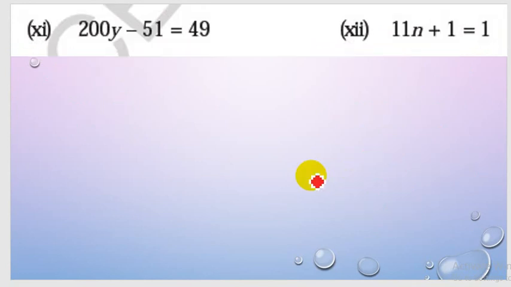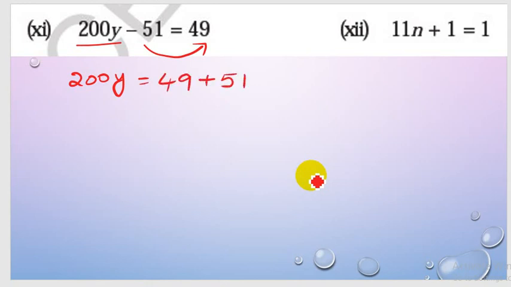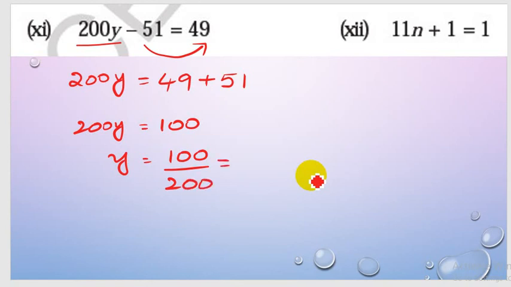Now let us see two more questions. Here what is the variable? y. So first of all, what do we need to do? We need to transpose the term which is other than the variable. So I can write it as 200y is equal to 49 plus 51. Now 49 plus 51 is nothing but 100. So y is equal to 100 divided by 200. So 100 into 100, this is 1 time and this is 2 times. So the value of y is 1 by 2.